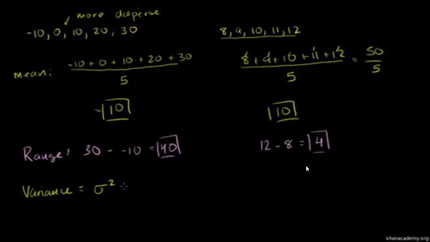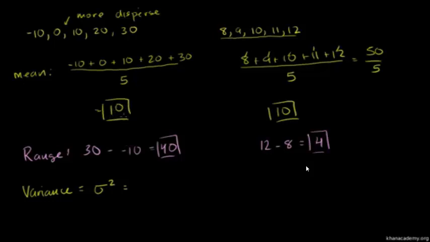But anyway, the definition of variance is you literally take each of these data points, find the difference between those data points and your mean, square them, and then take the average of those squares. I know that sounds very complicated, but when I actually calculate it, you're going to see it's not too bad.